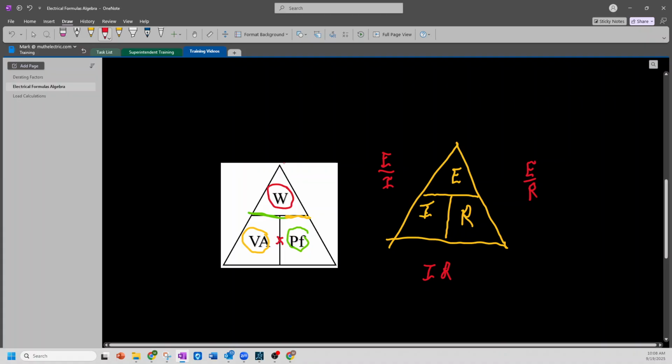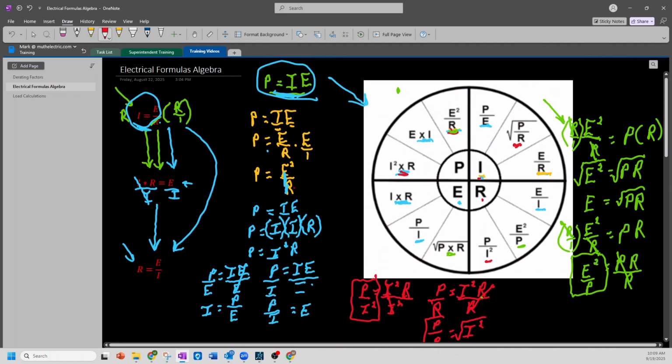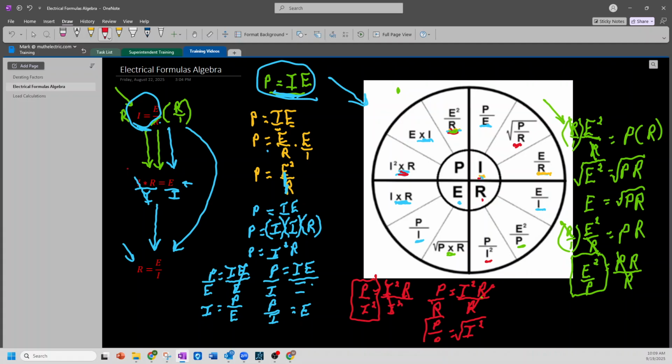You can create a little pyramid like this for your Ohm's law. Put that in your code book. But I can't stress the importance of being able to come up with all these. Like I said, it just gives you a solid foundation. I hope this helps.